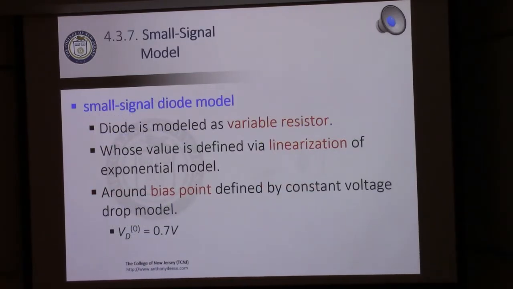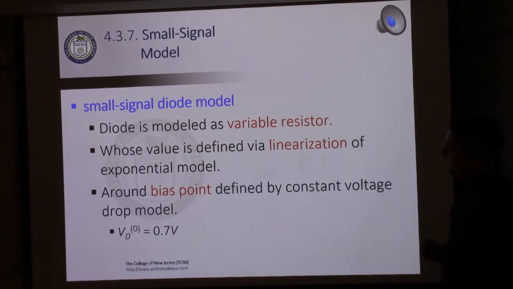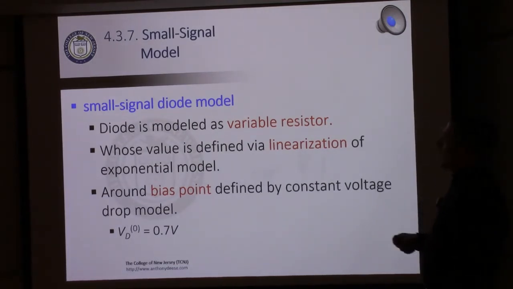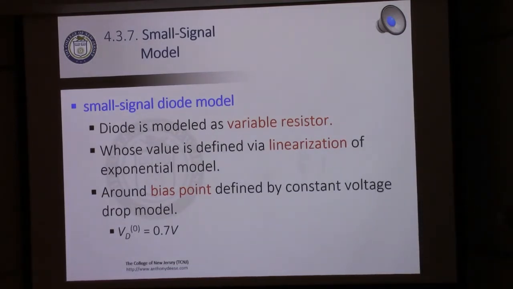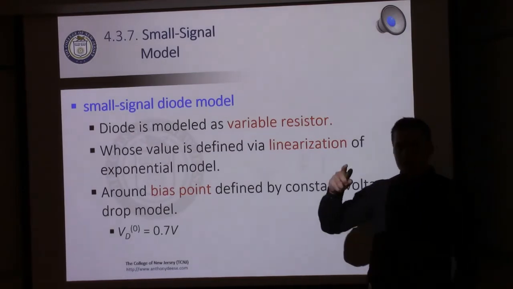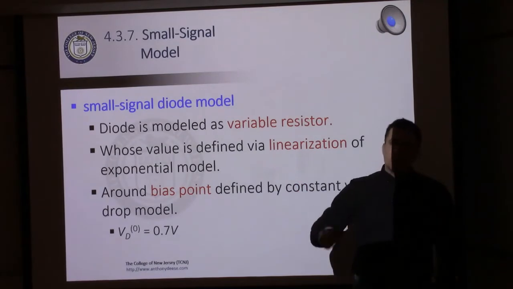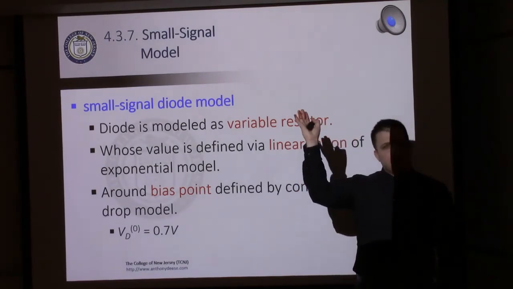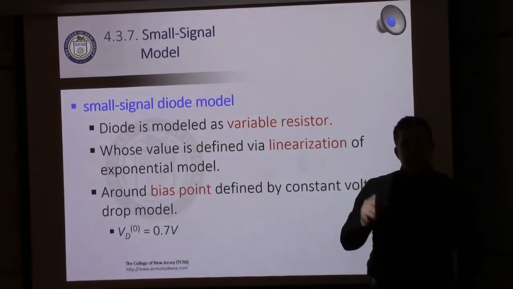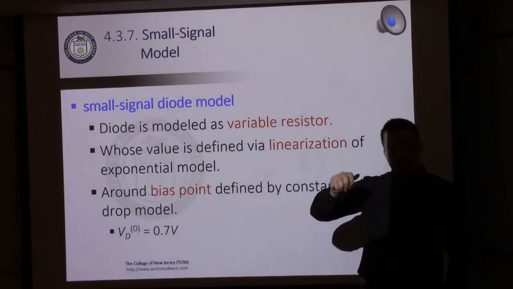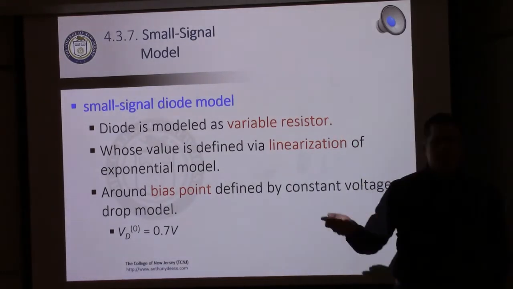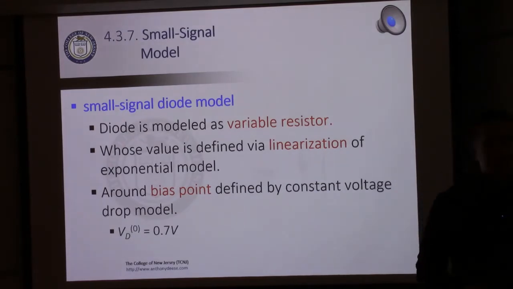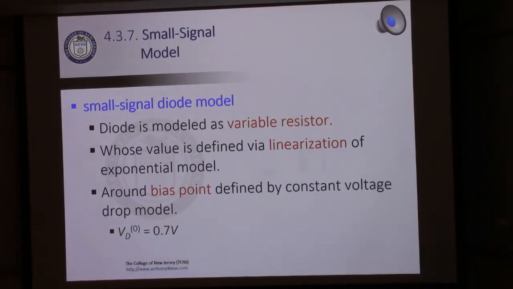So the small signal diode model, what is it? In the small signal diode model, the diode is modeled as a variable resistor whose value is defined as a linearization of the exponential model, right? So we take the exponential model, which is curved, we pick an operating point, we find the slope at that point, and that slope will represent a linear relationship between voltage and current. What do we call a linear relationship between voltage and current? Right, we can call that resistance or conductance.